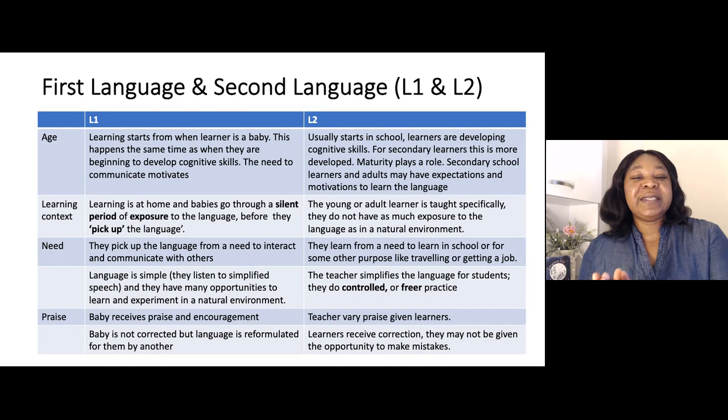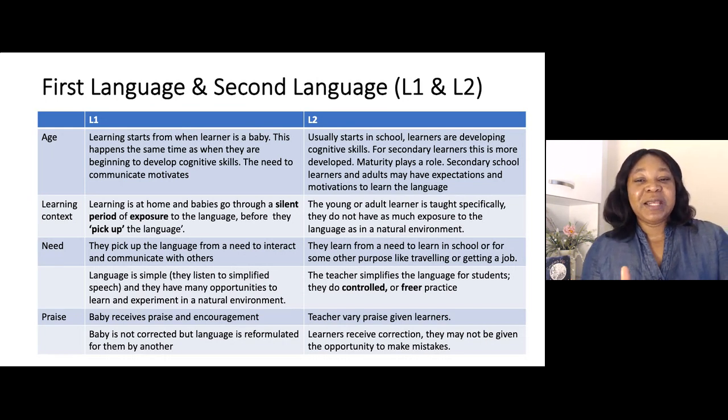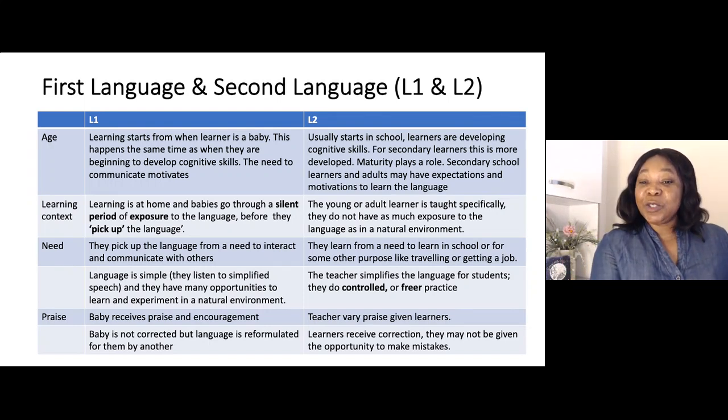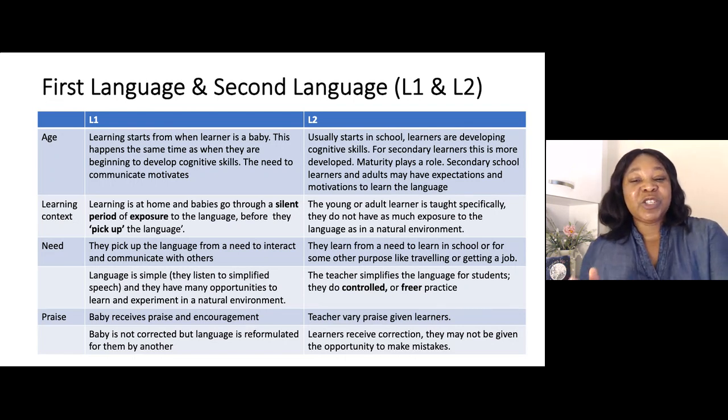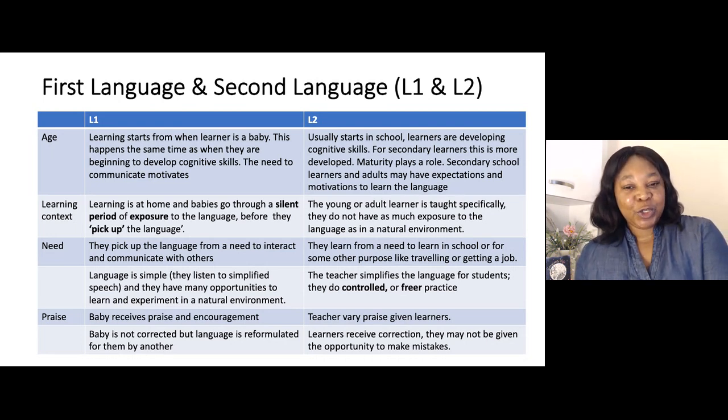In L2, learning starts, that's language two, second language, which is English in some cases. It starts in school and it doesn't start from babyhood. The child is already developing their cognitive skills, and for secondary learners, they are more advanced. Okay, so maturity plays a role in how children learn a language in school. Okay, so the child in school is taught while the child at home is not taught. Now, the exposure in school is usually less than the exposure to the child at home. There is usually no silent period in school.